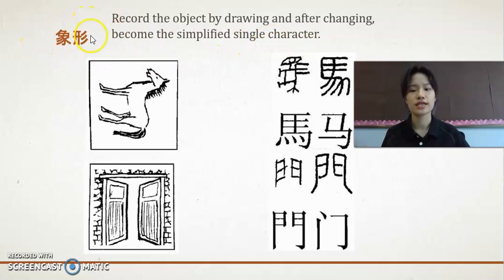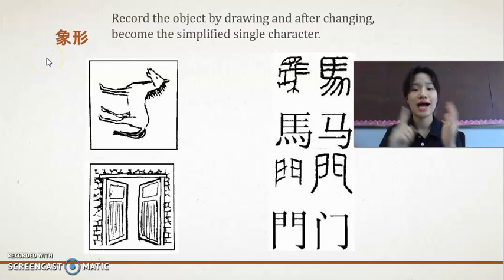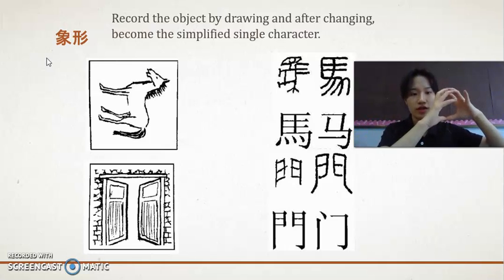So 象形 is like facing the specific objects, animals, or like the sun, the moon, something that exists. And then you draw it, making it a whole body. And then as time goes by, people make it easier to draw. And then finally, they decide it is a character.